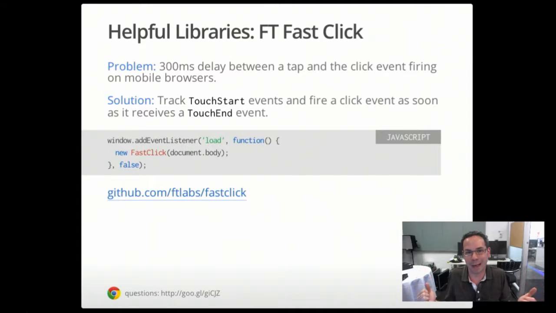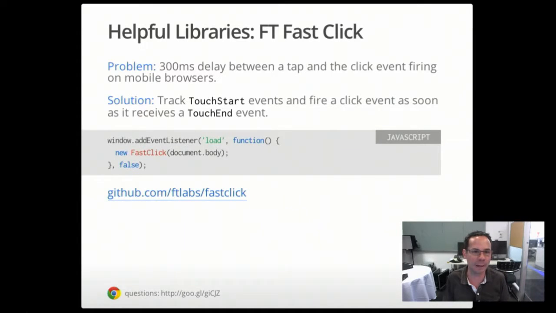With window.addEventListener, you listen for the load event, and then just put a new FastClick on the body. It'll go through and find all of the elements on your page that would register a touch, so buttons and other things, and it listens for those.